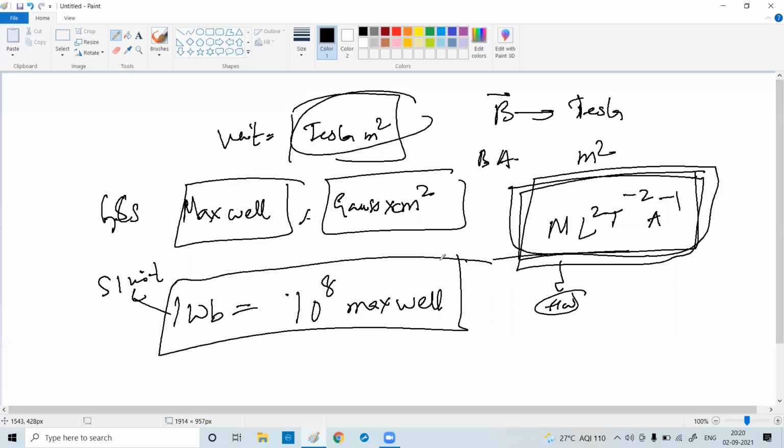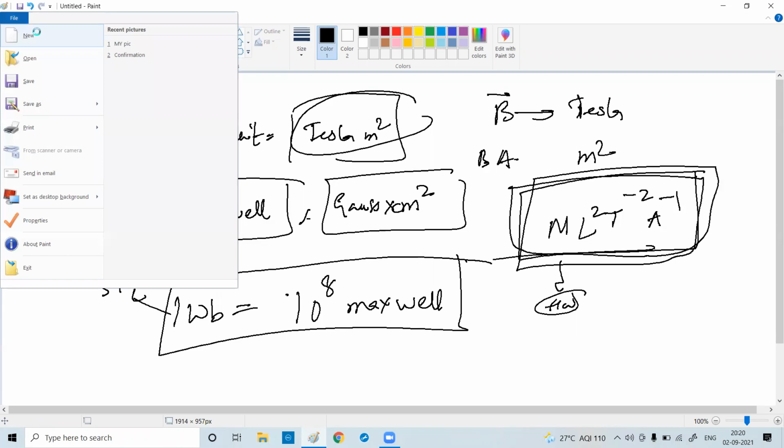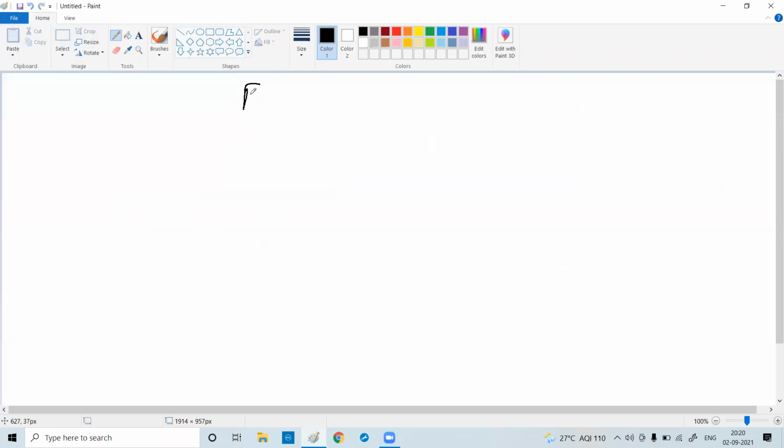Tomorrow we are having a physics class. Don't forget. Same time, 8 o'clock. We'll study about Faraday's law of electromagnetic induction. Very, very important. Focus.